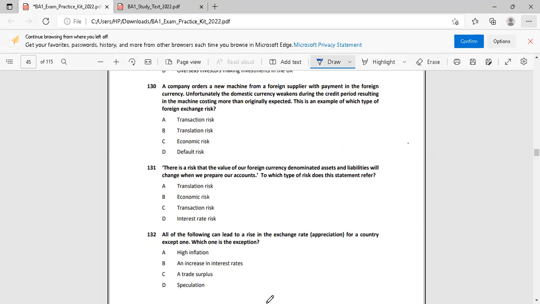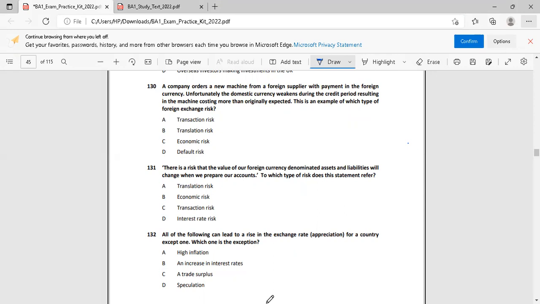See, we have three types of foreign exchange risk. One is economic risk, one is transaction risk, one is translation risk. Default risk is not in terms of foreign exchange, but a business risk, because they have a policy of selling goods on credit basis. When the customer fails to pay, then that is a default. Default risk is part of a business risk, but we are only talking about foreign exchange risk: economic, transaction, translation.